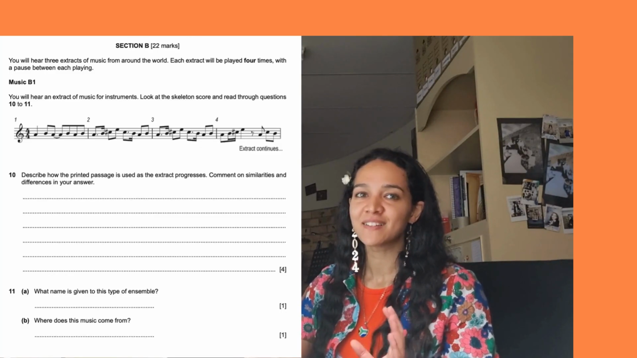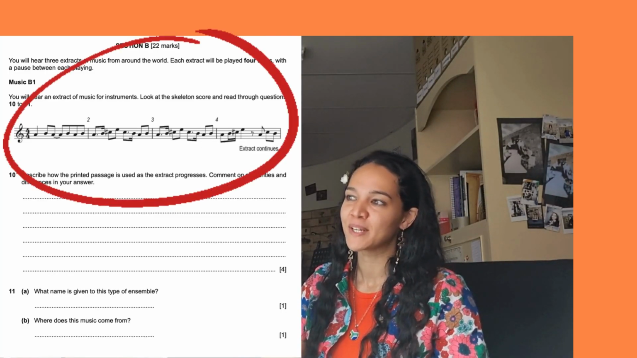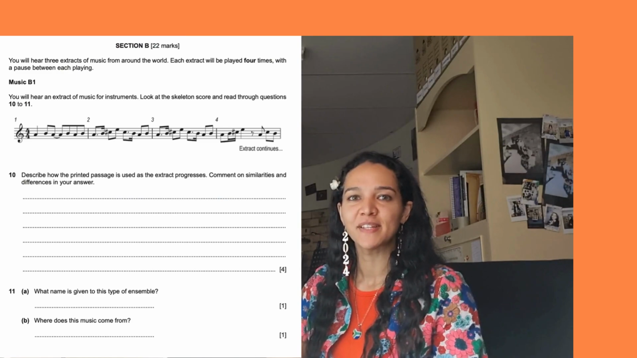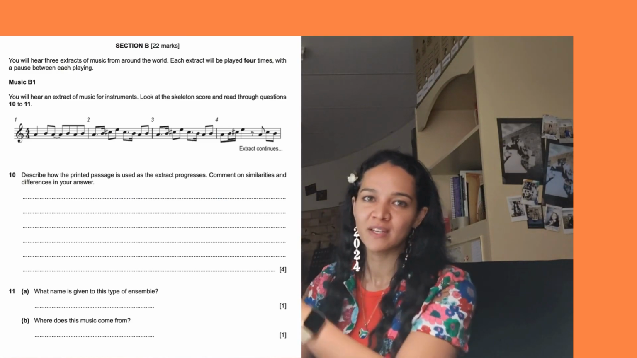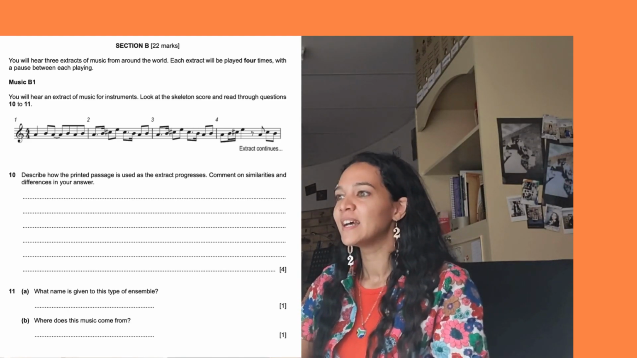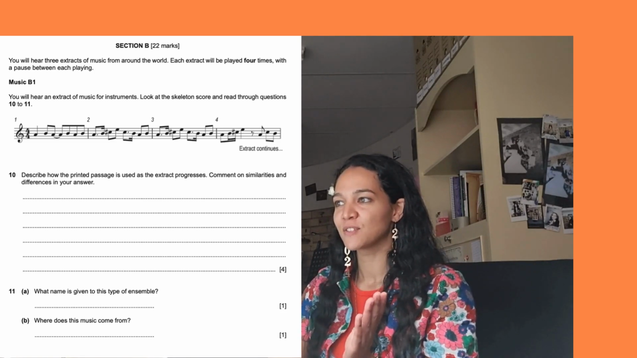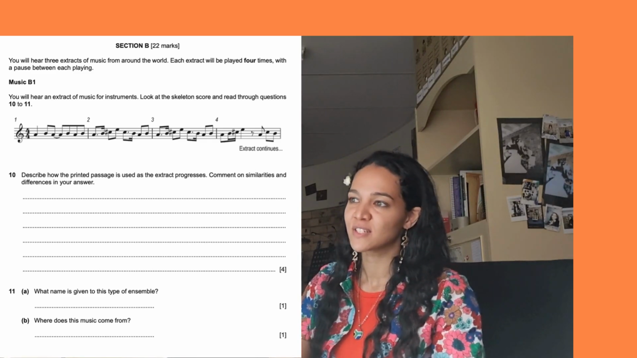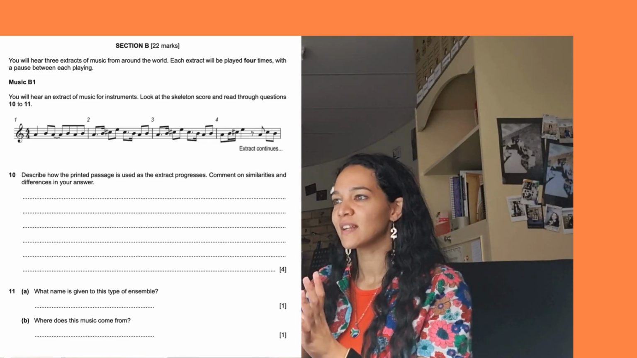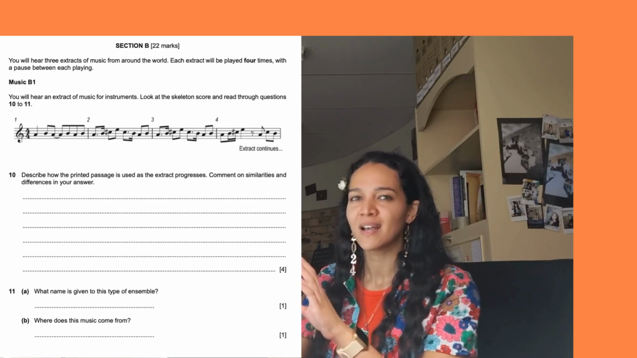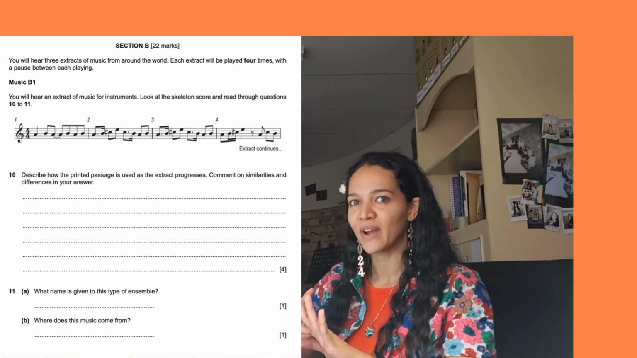So let's go ahead and look at our questions. So here they do give us a little skeleton score, so we can sort of follow the sheet music for a little bit, after which the extract continues. So question 10, of course, we're in a systematic paper, so this is the 10th question in the whole paper, following section A. This is our first subsection in section B, and we start off with question 10. Describe how the printed music passage, so that's our skeleton score, is used as the extract progresses. Then comment on similarities as well as differences in your answer. So of course, you're going to look at the skeleton score, you'll hear what's going on in the extract, and then afterwards, how is the skeleton score used throughout the extract?